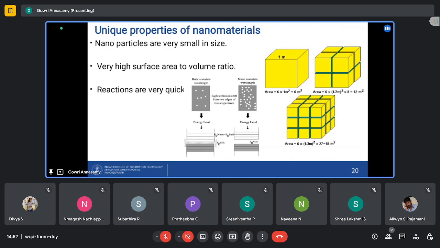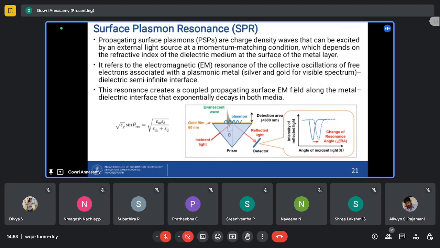And when it is brought down to nano, the reactions are very quick. So the material becomes very active and it is ready to get involved in any kind of reaction, like a chemical reaction or whatever. That is what we are going to look at. We are going to utilize these excellent properties of nanomaterials, and that's called plasmon resonance.